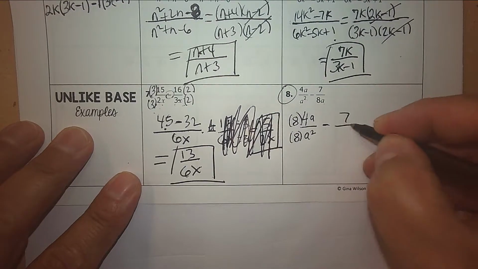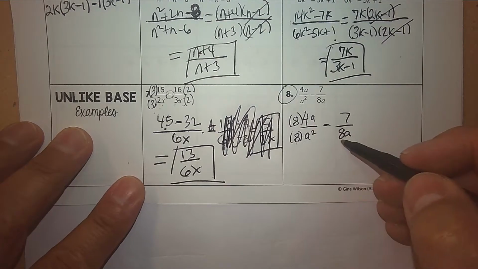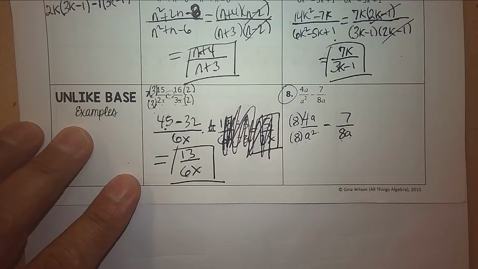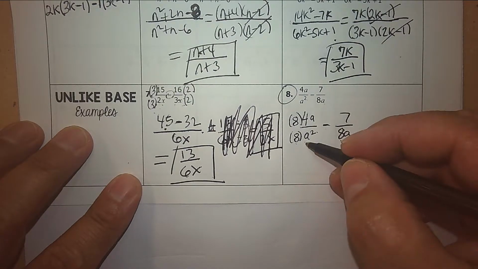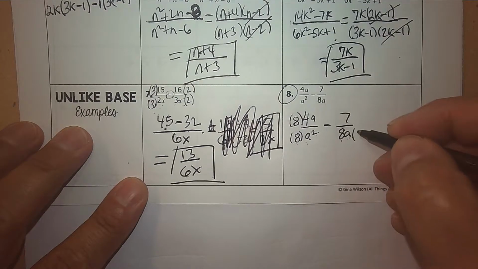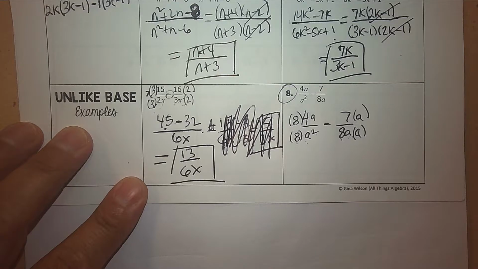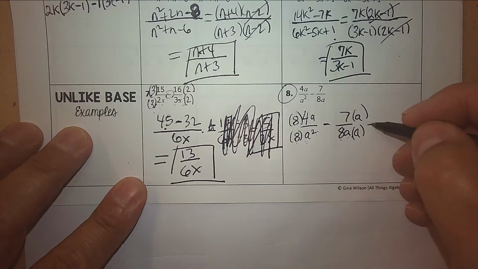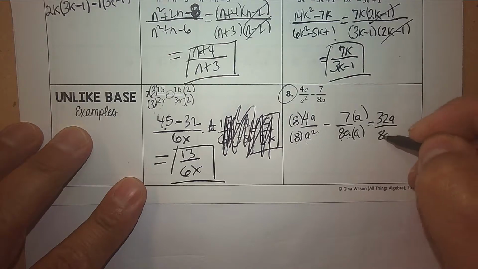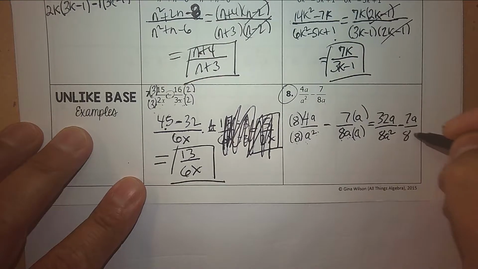Look at the second denominator. Now the coefficients match. Does a squared and a, do they match? What do I multiply times? So a squared becomes a squared, right? What does this a need that it doesn't have? So multiply top and bottom times a, and you end up with 32a over 8a squared, and then 7a over 8a squared.